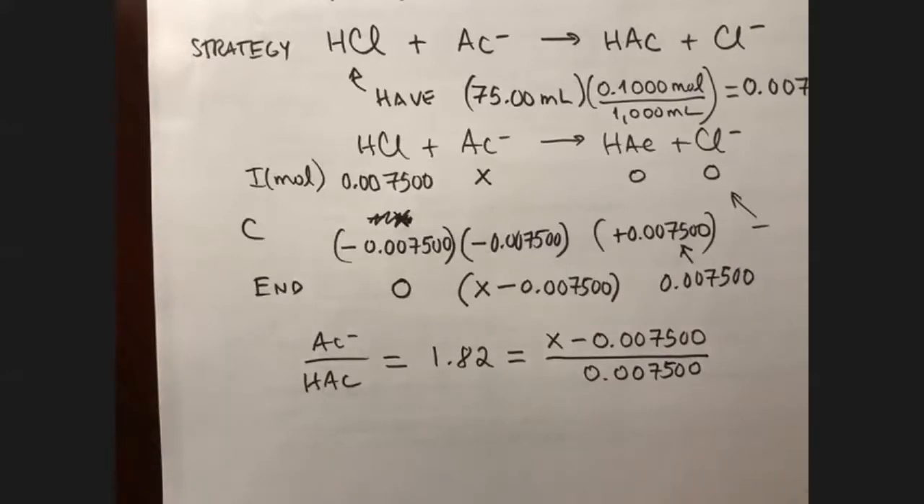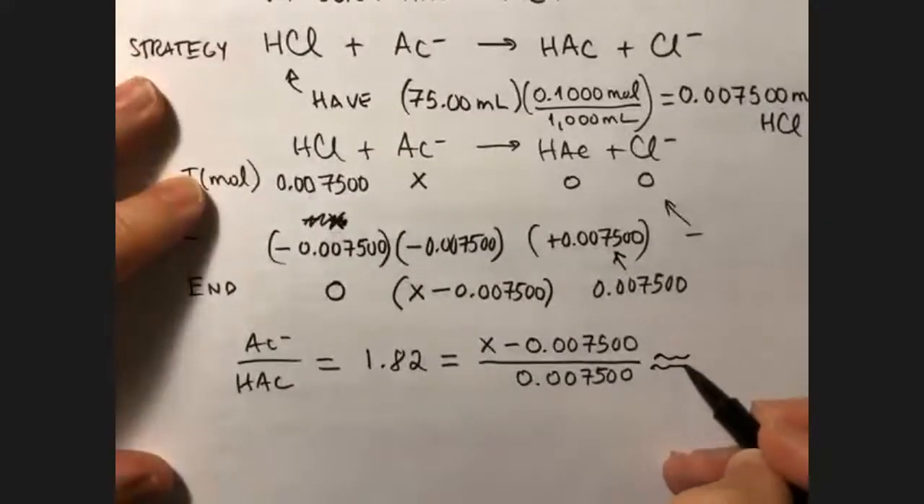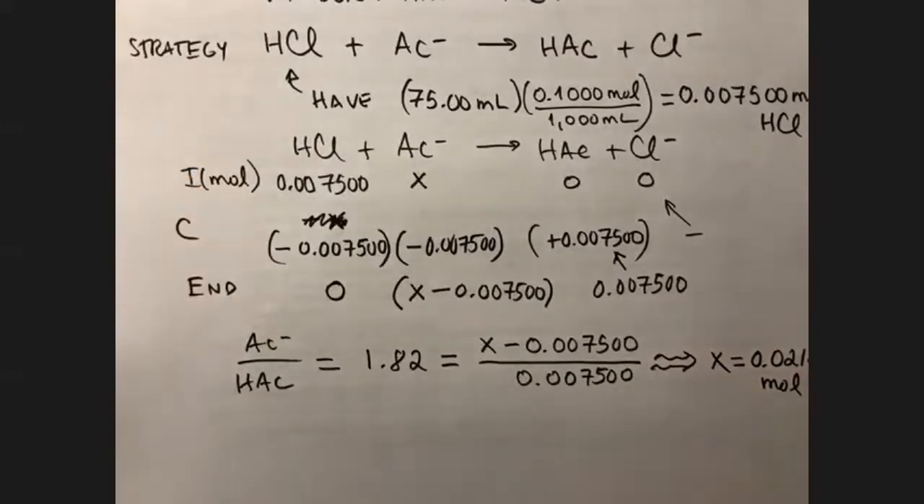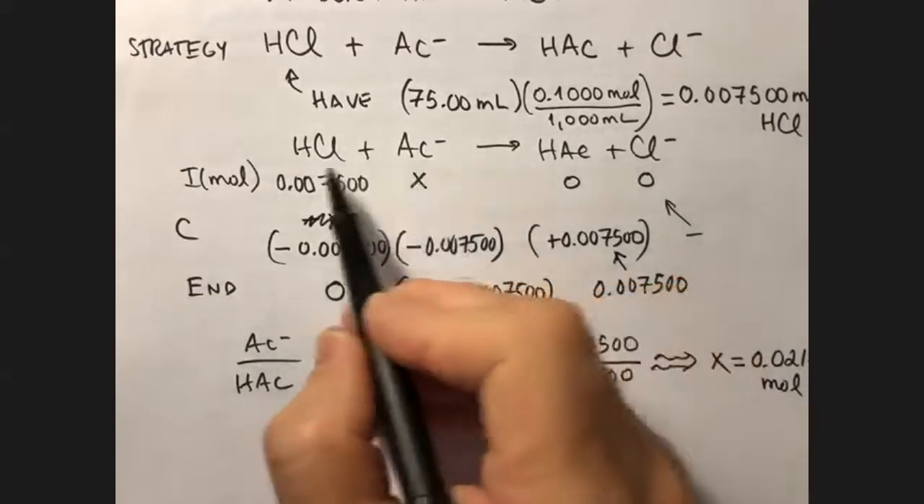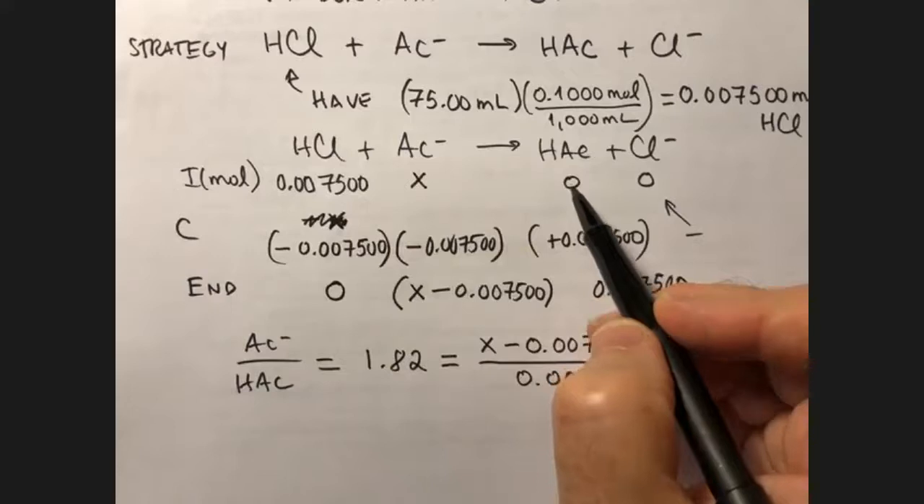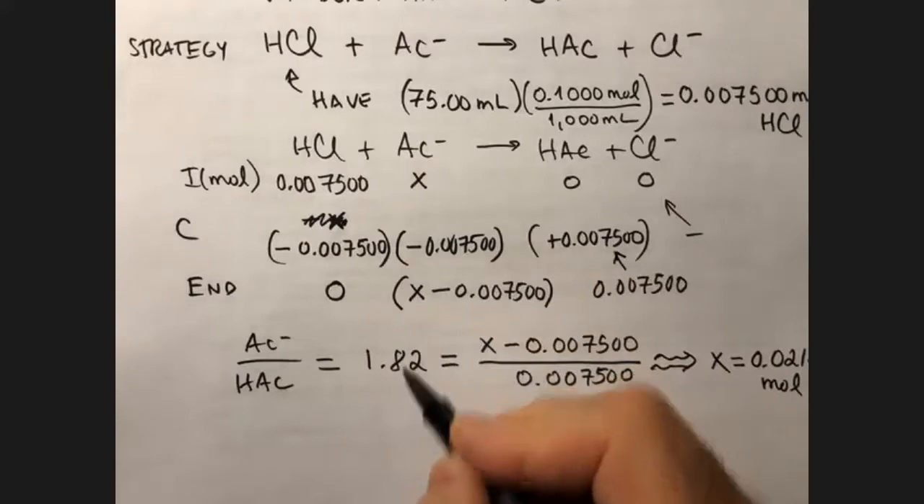So this one's a little easier to solve than the one we had in the previous exercise, right? So what we get from here is multiply this out at 0.7500, and this ends up being 0.0212 moles. So in other words, the strategy is I had to add 0.0212 moles of acetate so that I can convert all of my HCl into acetic acid while leaving enough of a residue of acetate to generate that ratio in my buffer.